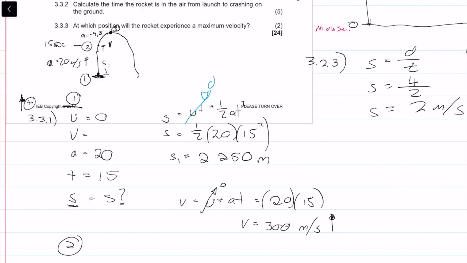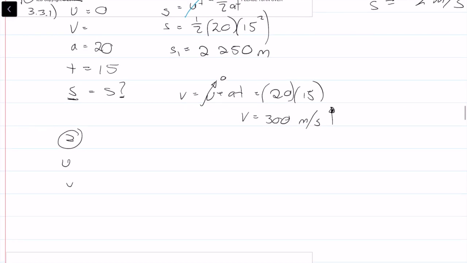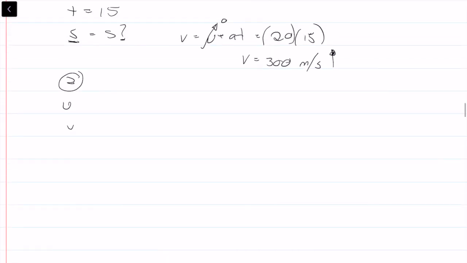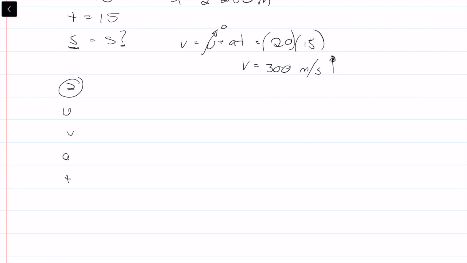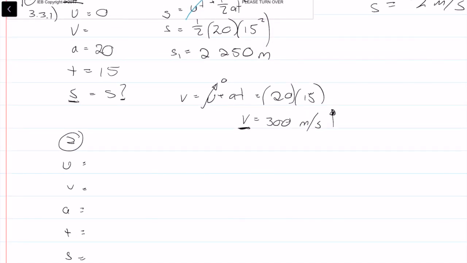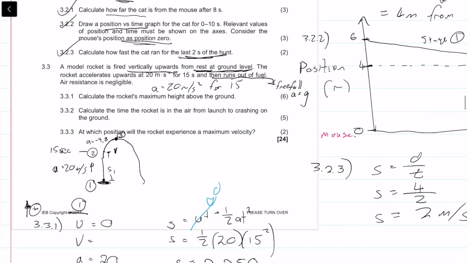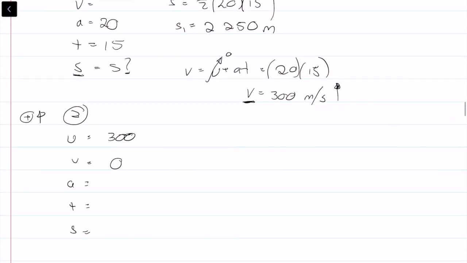So for stage 2, now I'm going to do UVATS once again. The initial velocity is going to be the final from the previous stage, and I'm going to take upwards as being positive once again. So we have 300. The final is going to be 0 because at the top the velocity must be 0 for it to be at its maximum. The acceleration is minus 9,8. The time is an unknown, and S is what we're looking for, which is also an unknown.